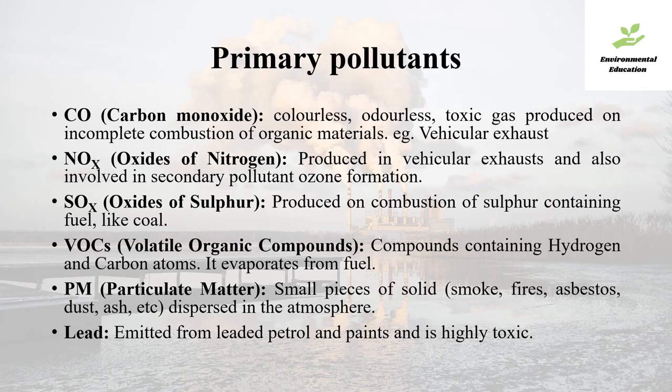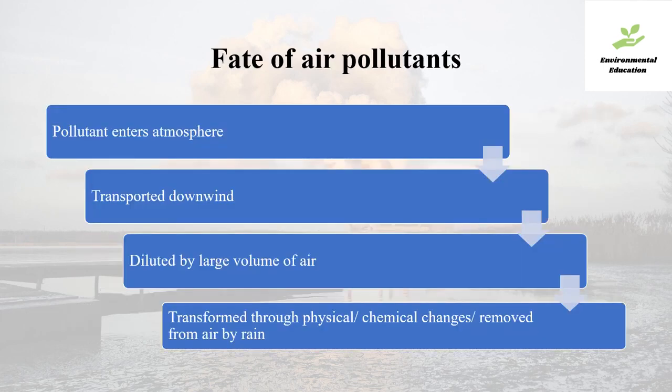PM or particulate matter are small pieces of solid emanating from smokes, fires, asbestos, dust, ash, etc., and are dispersed very easily in the atmosphere and remain suspended. And finally, lead, that is emitted from leaded petrol, paints containing lead, and they are highly toxic. Now let us see what is the fate of air pollutants once it is released into the atmosphere. Firstly, the pollutant enters into the atmosphere, it gets transported downwind, it is diluted by the large volume of air, and finally it is transformed through physical, chemical changes or removed from air by rain.